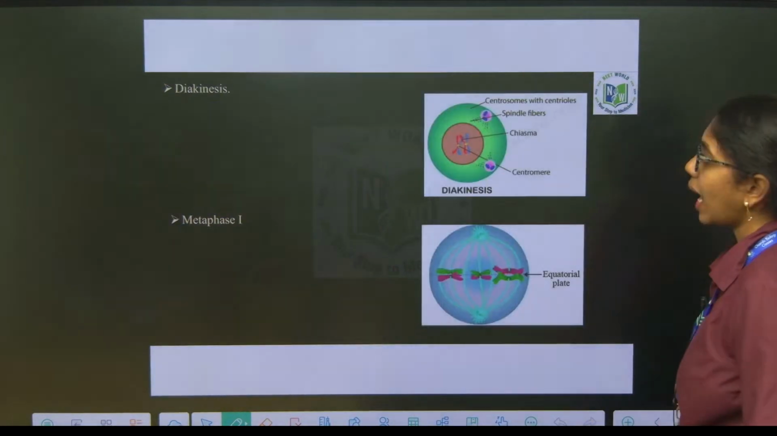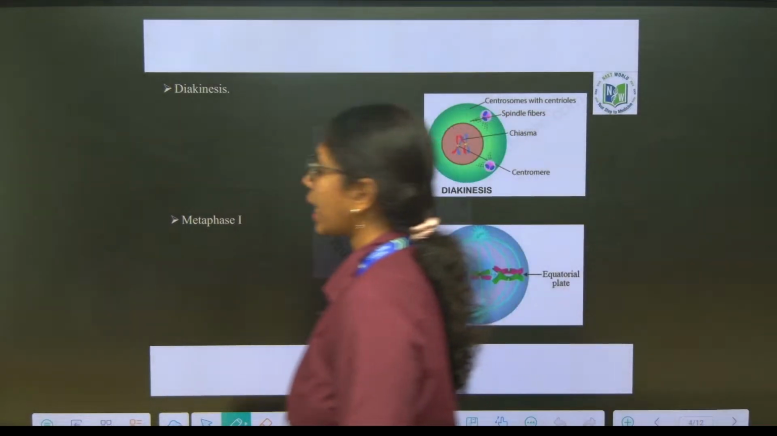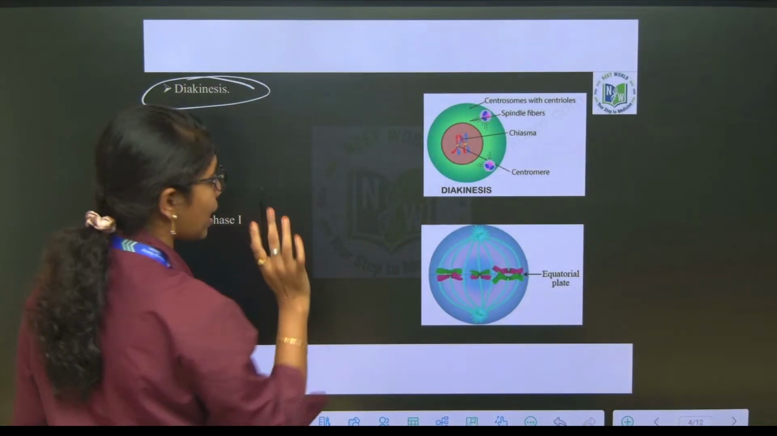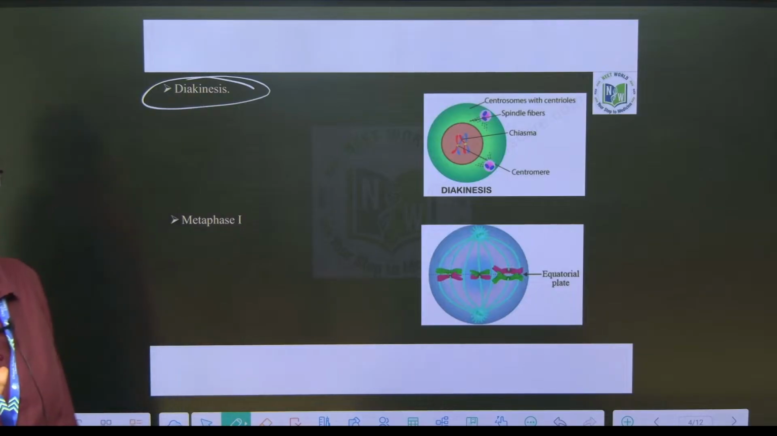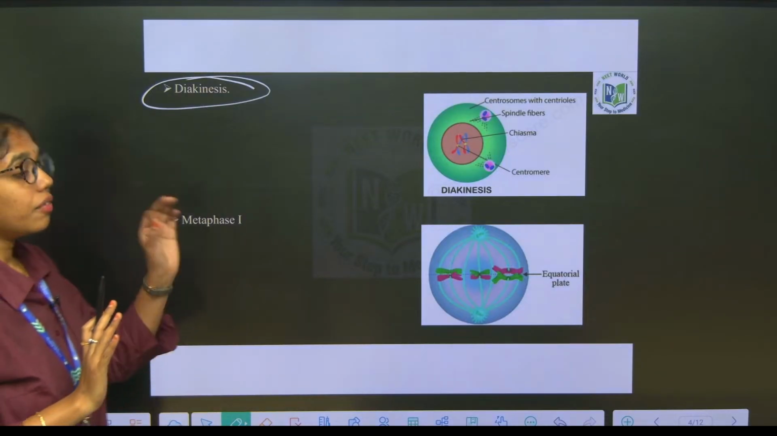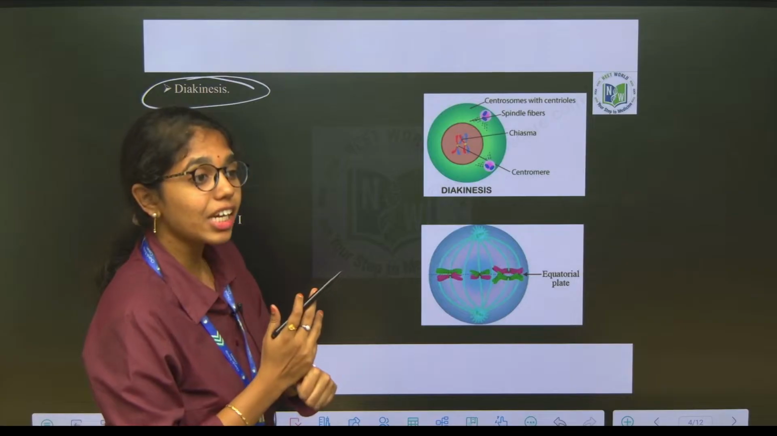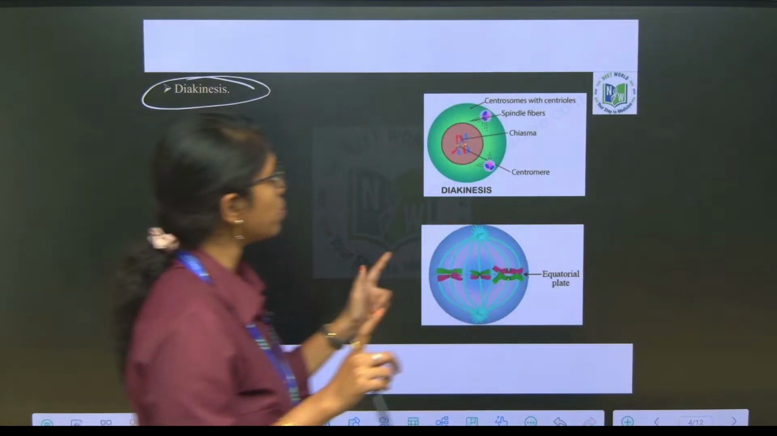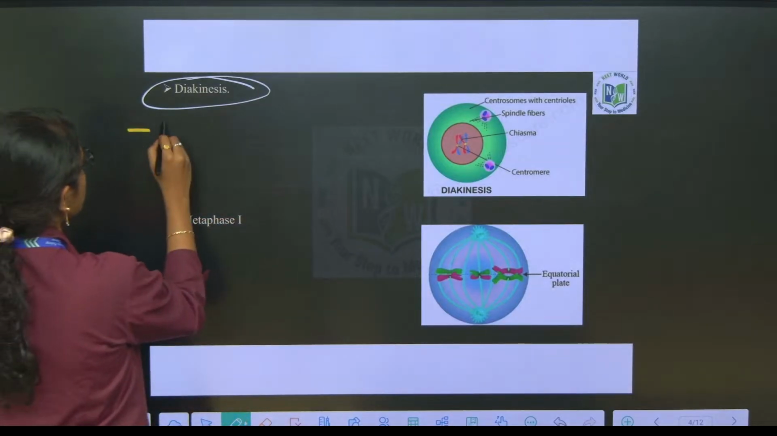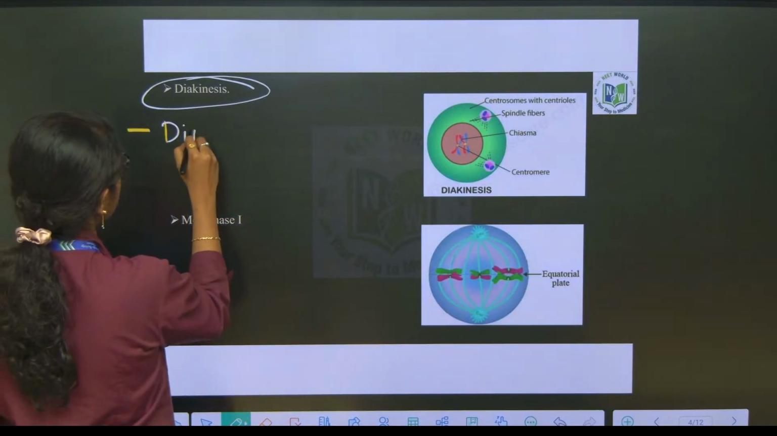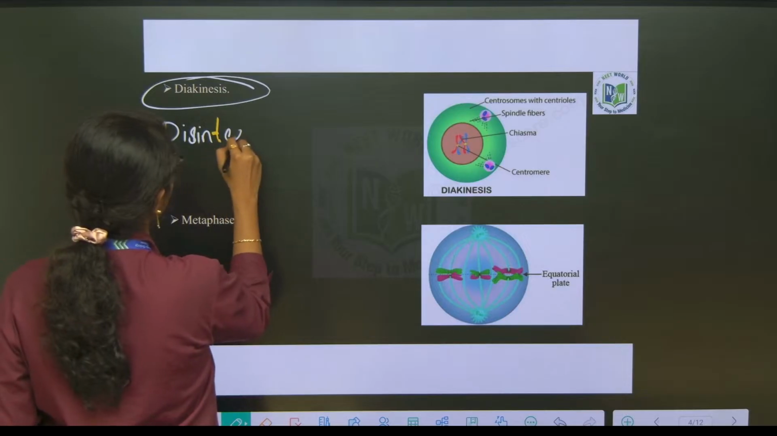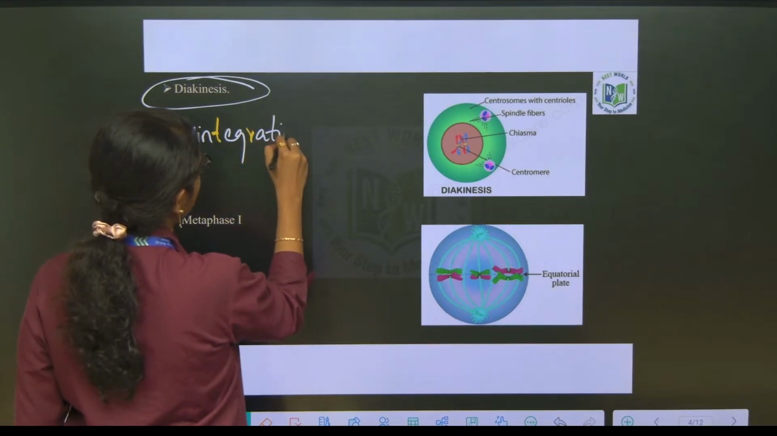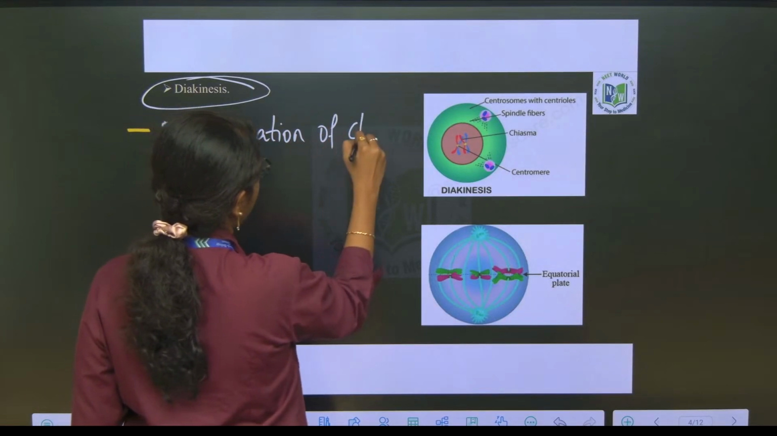Next, the last stage is diakinesis. Diakinesis is the last substage of prophase 1. What is happening over here? First, this starts with disintegration of chiasmata or dissolution of chiasmata. That X-shaped structure will be dissolved. So, this is disintegration of chiasmata.